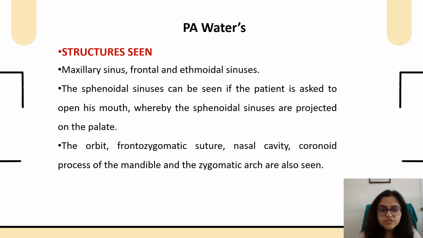Next is the PA Waters view. In this, the structures shown are the maxillary sinus, frontal and ethmoidal sinuses. Sphenoidal sinuses can be seen if the patient is asked to open his mouth; otherwise, these are projected on the palate. Other than these, the orbit, frontozygomatic suture, nasal cavity, coronoid process of the mandible, and the zygomatic arch can be visible in this PA Waters.